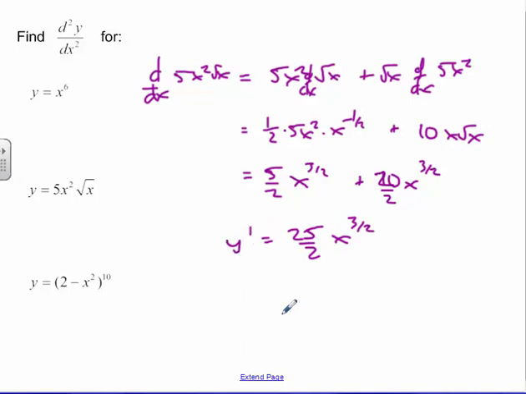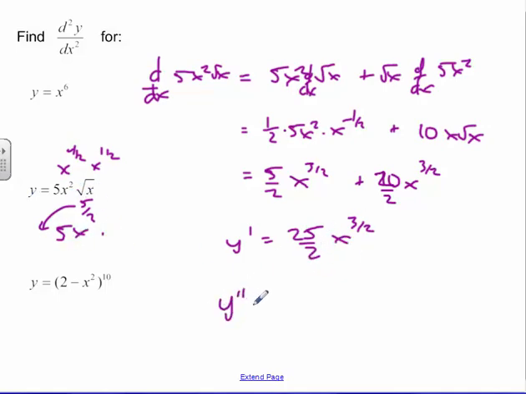Which, now that I think about it, I could have done that a little bit sooner. This is x to the 4 over 2, that's x to the 1 over 2, which means I really had x to the 5 over 2. So pull the 5 over 2 down in front, you'd have 25 over 2, drop the exponent by 1, it's 3 over 2. Okay, so I guess I did it twice there. Once using a combining exponents rule. Here I use the product rule.